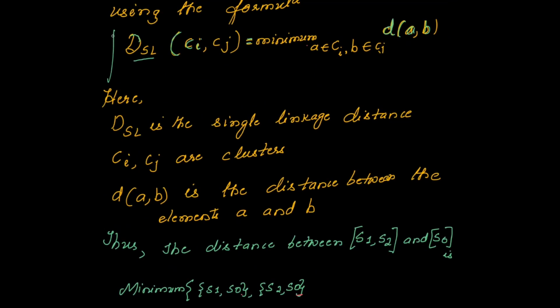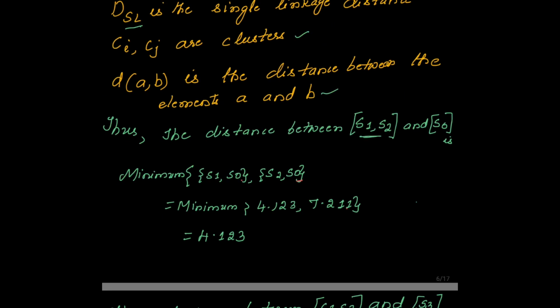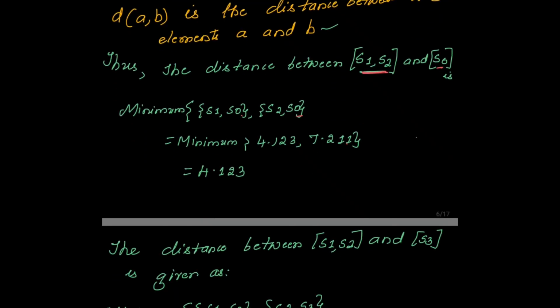You have to remember this formula, which is used to calculate the distance between the two clusters Ci and Cj using single linkage. DSL is the single linkage distance, Ci and Cj are the clusters, and D(A, B) is the distance between the elements A and B. Here one cluster has two data points S1 and S2 and the other one is S0. So you have to take the minimum. For that, first you compute the distance between S1 and S0. Second time, S2 and S0.